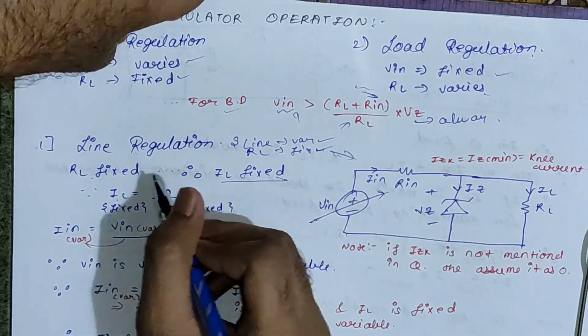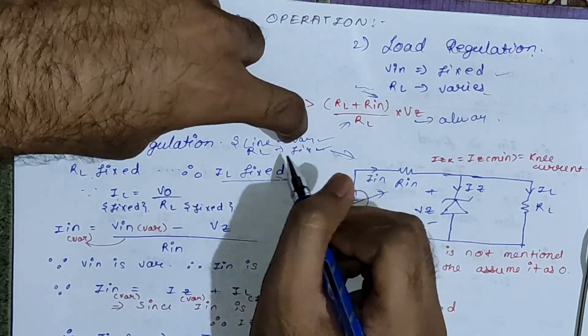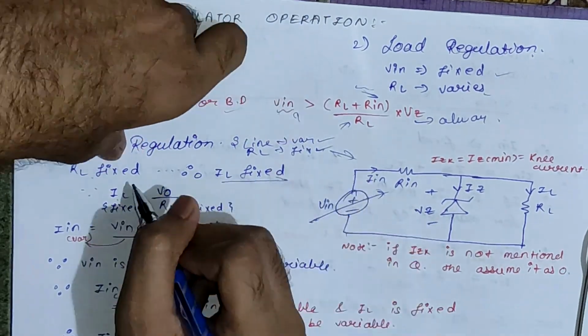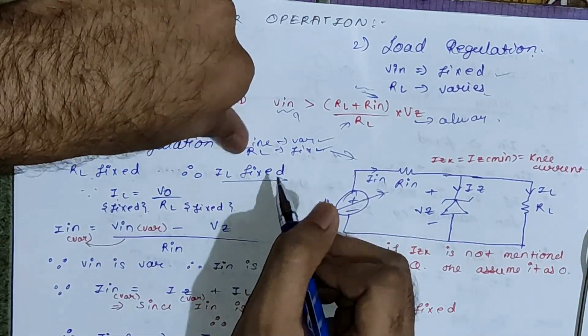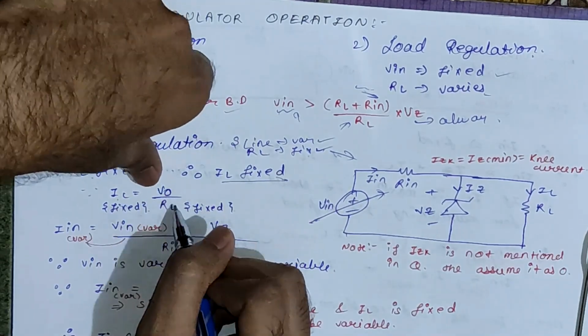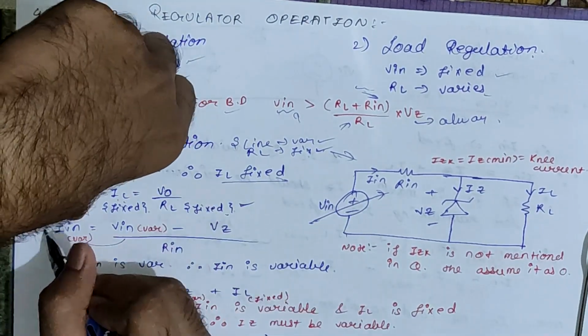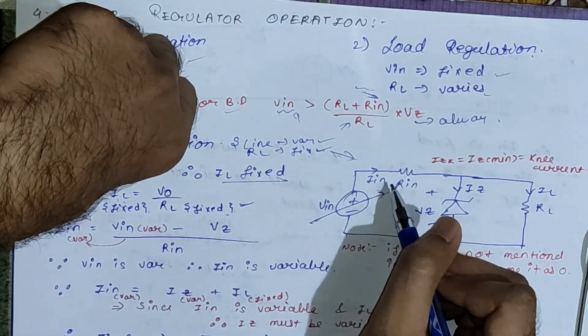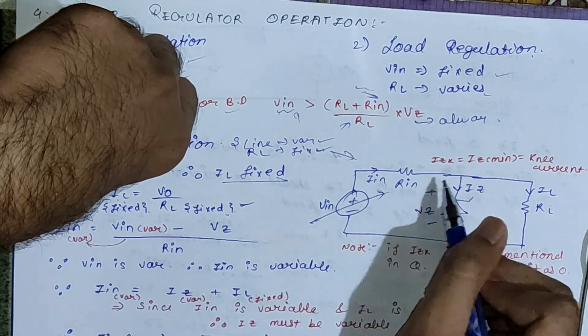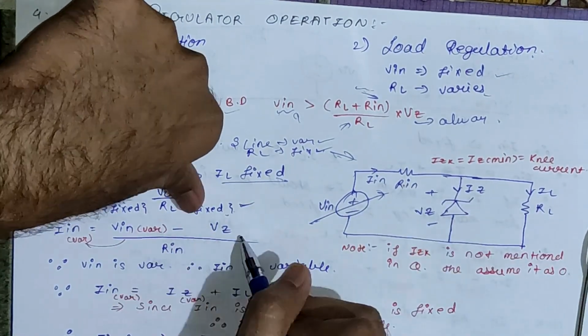So now we know that for line regulation, the line should be varying and RL should be fixed. If RL is fixed, then IL should be fixed. Why? Because IL is nothing but Vo by RL. So if RL is fixed, IL must be fixed. Now let's come to the input current Iin. Input current is nothing but (Vin minus Vz) upon Rin. So this is what I have written here.